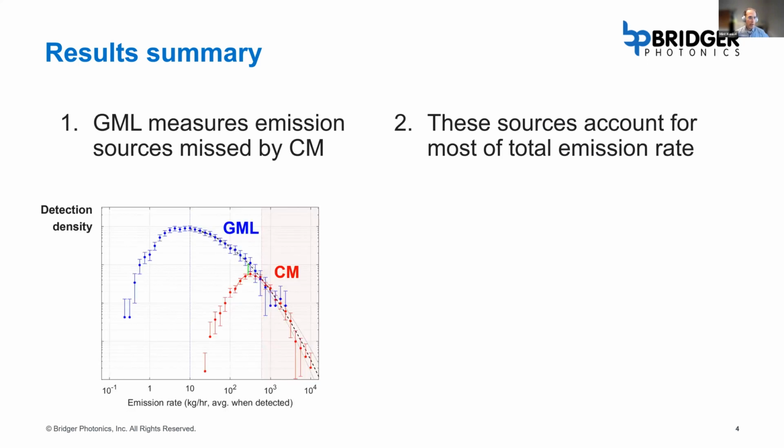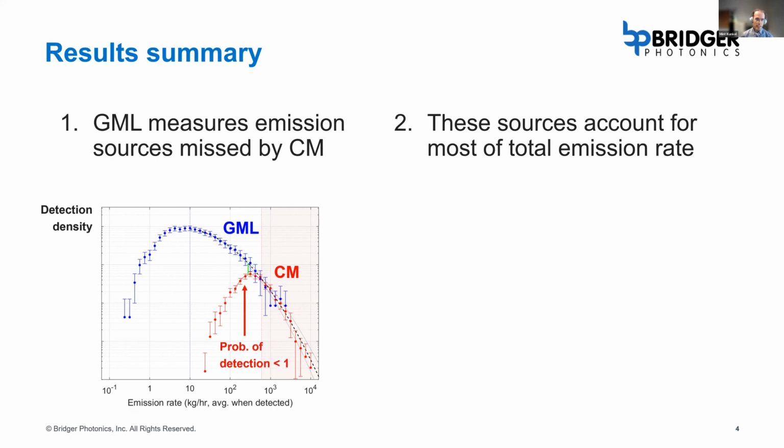Now, just to jump ahead and see what this looks like on the plots, we can plot the detection density, which can be viewed as basically the frequency of these emitters as perceived by the sensors. So we can see the GML and Carbon Mapper distributions plotted here, and you'll notice that the Carbon Mapper distribution tends to roll off as we get to emission rates of hundreds and even smaller kilograms per hour, whereas GML keeps going to at least 10 kilograms per hour.